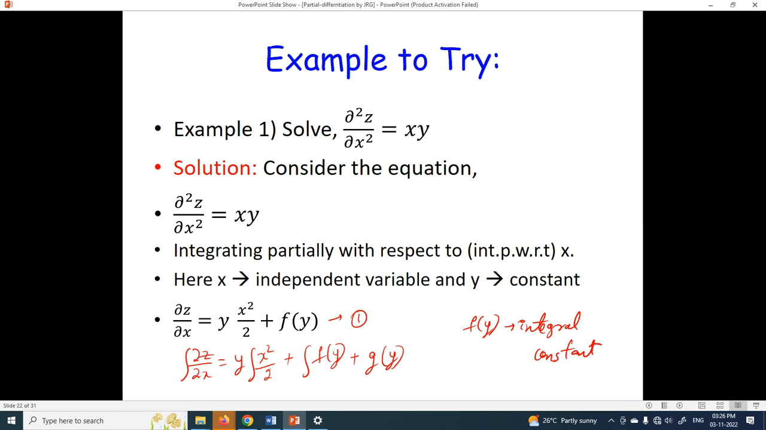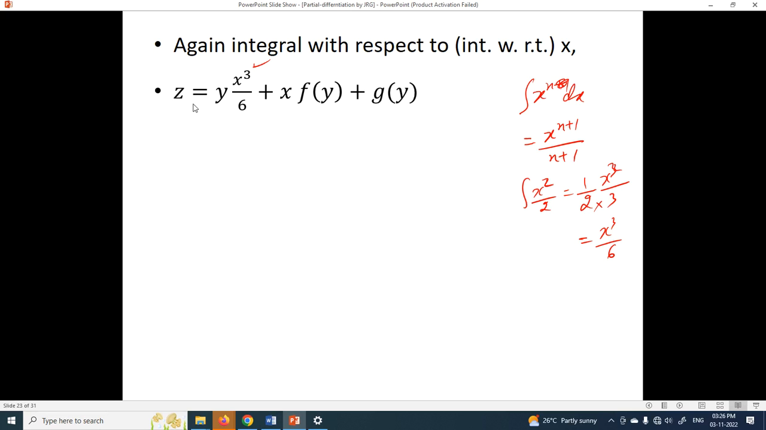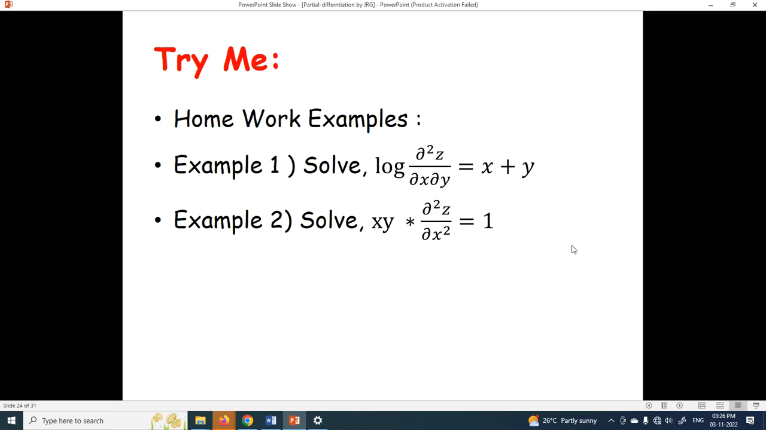So one example we have taken here, students, that is solve dou square z upon dou x square is equal to xy. Consider this equation, integrating this with respect to y, and the same equation I am integrating with respect to x. So integrating partially with respect to x, we can just integrate this, and this is what we get. Very simple integration. Use the formula, and on the right hand side I have given the formula.